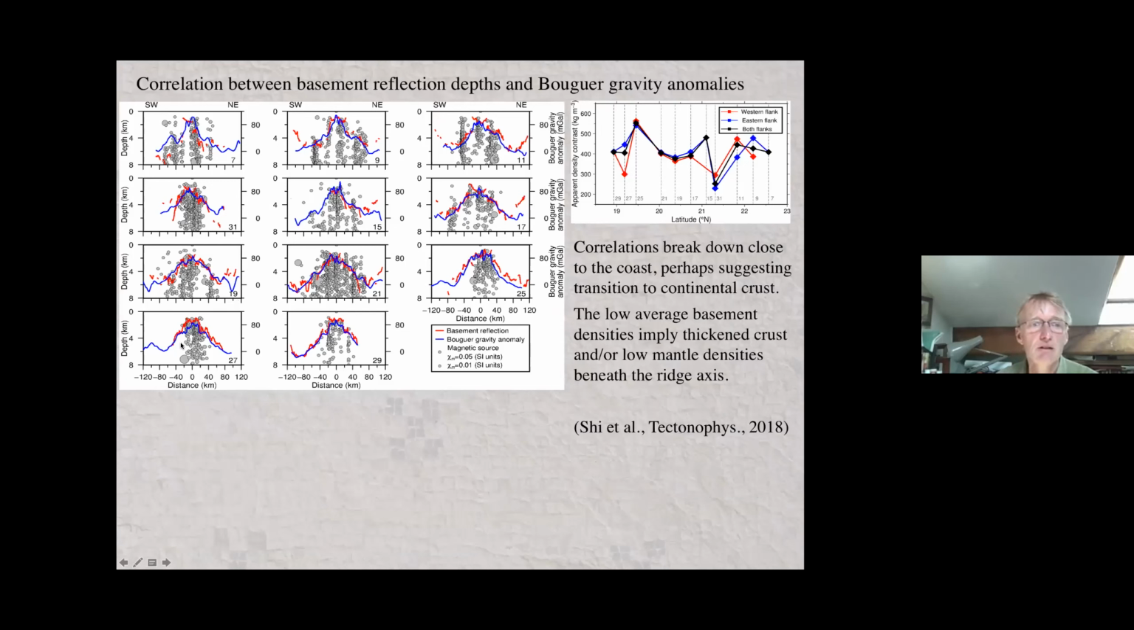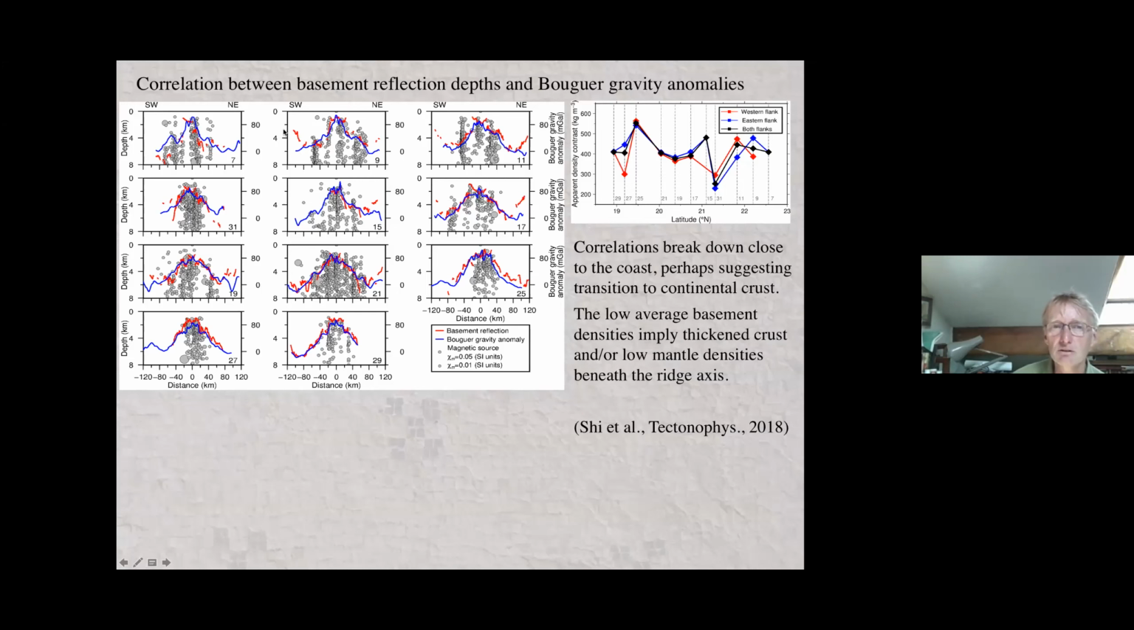And what Wen has done here is plot Bouguer gravity anomalies in blue over, we've rescaled it. And you see there's this remarkable correlation between the basement reflection depths and Bouguer anomalies in the axis until you get closer to the coast, and in many places the correlation breaks down. The basement reflection rises towards the coast, but the Bouguer anomalies are flat or may even go down.